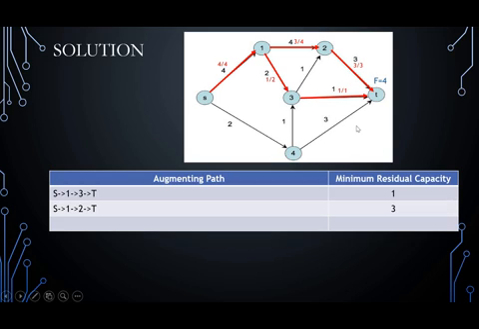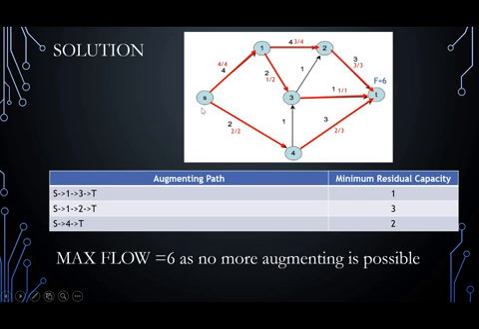we will take one more augmenting path, which is S to 4, 4 to T. So the capacity here is 2 and the capacity here is 3. So out of 2 and 3, which is minimum? 2. So the bottleneck capacity will be 2. So add that 2 to the maximum flow. Earlier it was 4. Add 2 to it. It became 6. So the max flow as of now is 6.